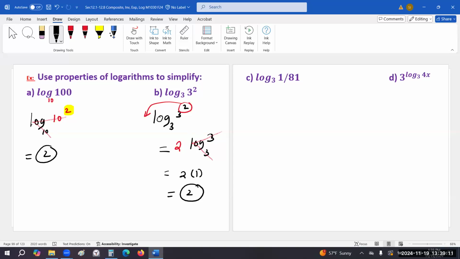What is 100 in terms of 10? 10 to the 2, right? So 10 squared. This 100 is 10 squared. So 2 comes down, we get 2 times log 10, 10. And then log 10, 10 cancels out. So you can do it in detail, or you can simply do the shortcut. Cancel the 10, 10 with the log. Whatever remains, that's the answer.